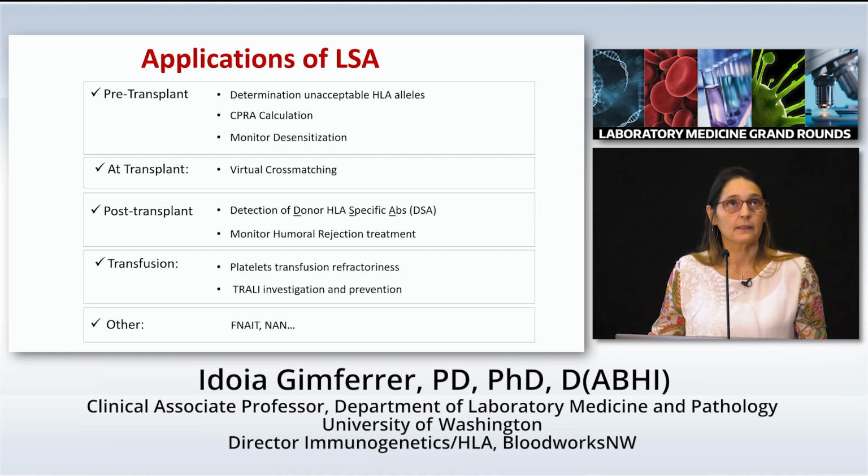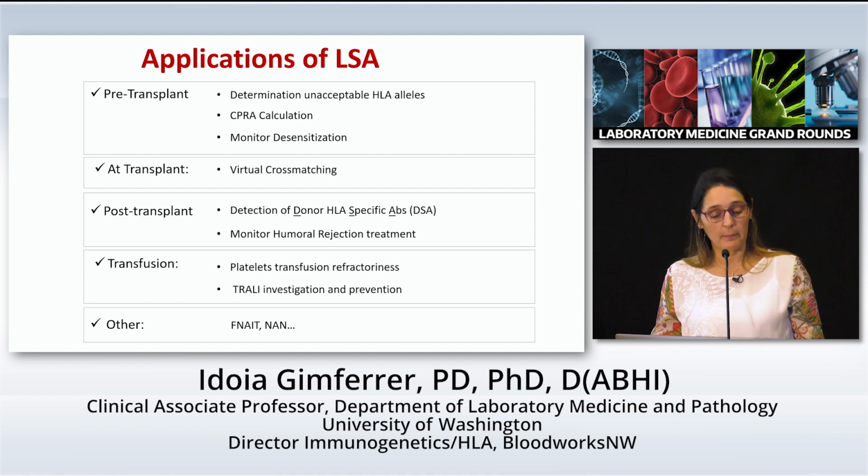It's very interesting. So we use that in the pre-transplant setting to calculate the PRA, to identify the HLAs, and also you can monitor treatment. If a patient goes through desensitization, you can monitor the level of antibody with this assay. Then at transplant, you can use that as a virtual cross-match, which I will talk about a little bit later, but basically, you look at the antibody profile, look at the HLA of the donor, and you see if they are compatible or not.